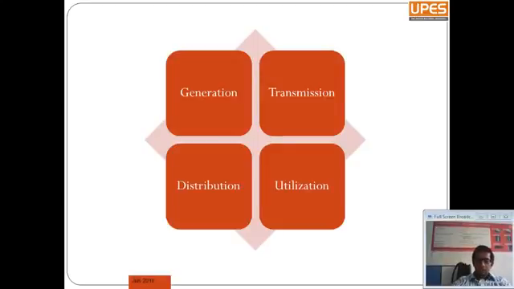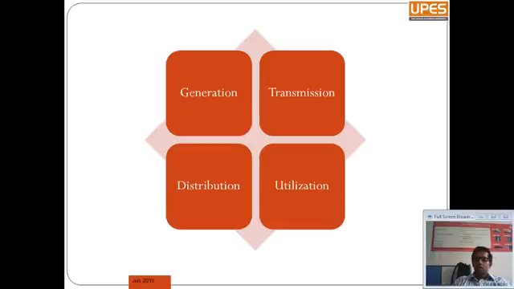Now these are the four major building blocks of a power system: generation, transmission, distribution, and then utilization. Generation is where we generate power at a certain voltage level. For a thermal power plant, it is broadly around 11 kV, so 11,000 volts. Then it is stepped up in transmission and transmitted over long distances. The distribution sector brings down the voltage level and feeds the consumer.